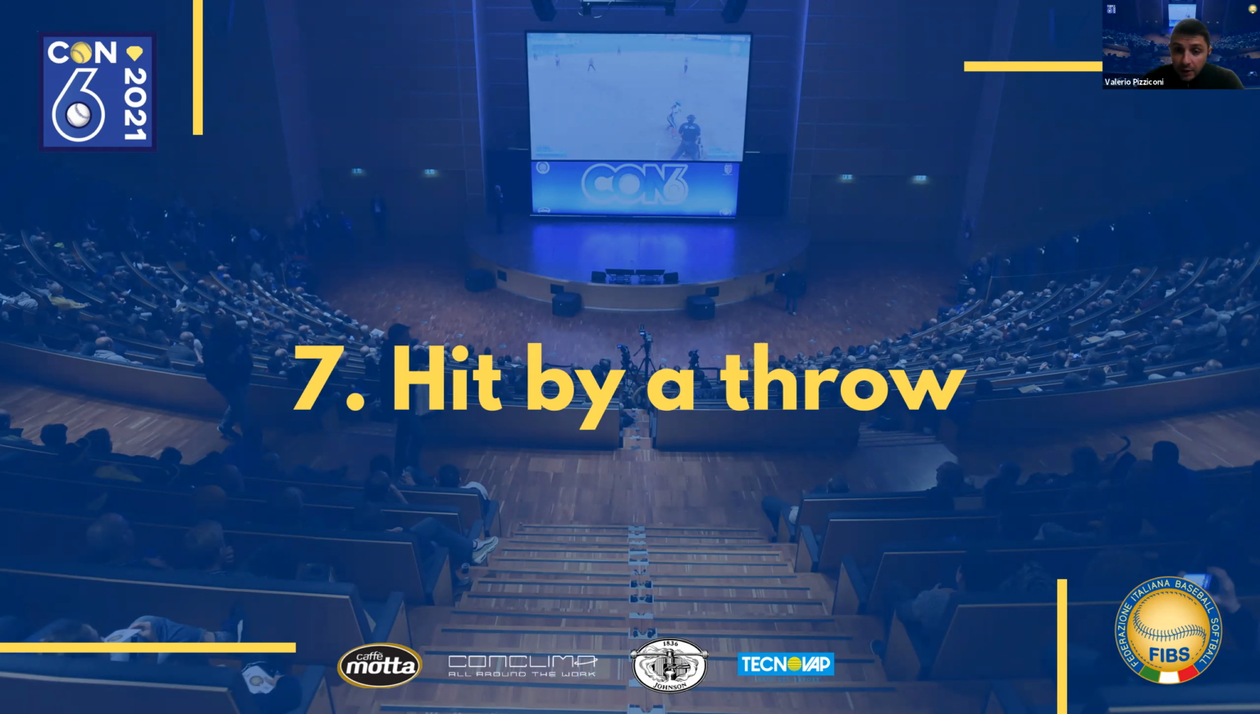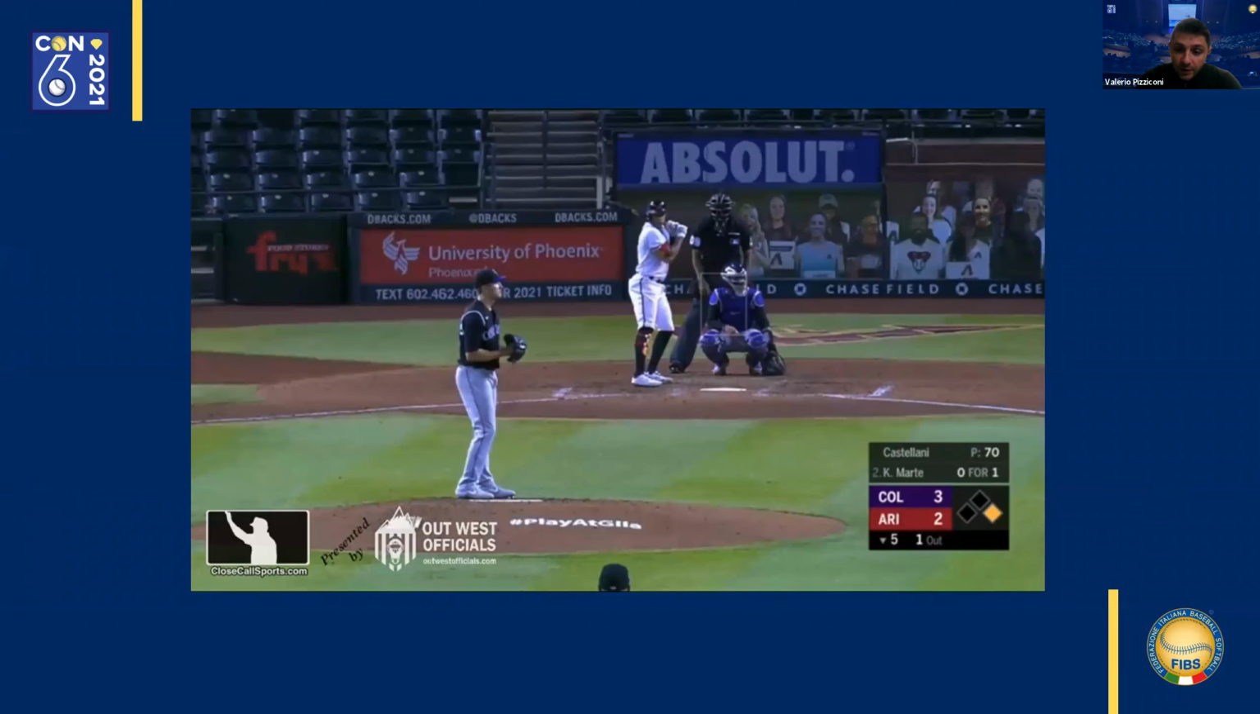The last case of interference to be discussed today is when a runner is hit by a throw, which is not deemed to be interference. The time for this to be declared interference, however, is when there is a deliberate attempt by the runner to get in the way of the throw. Let us watch an example.